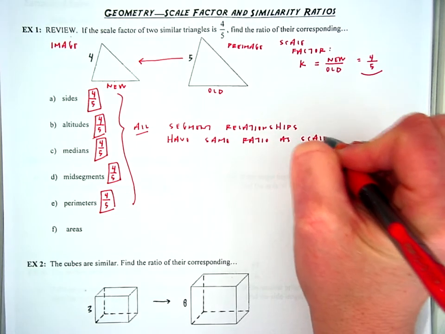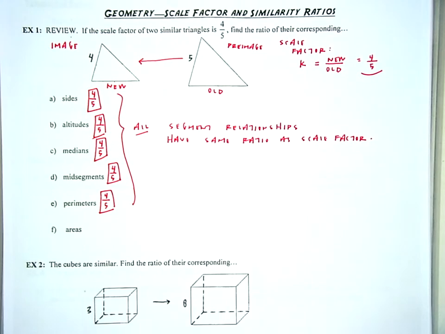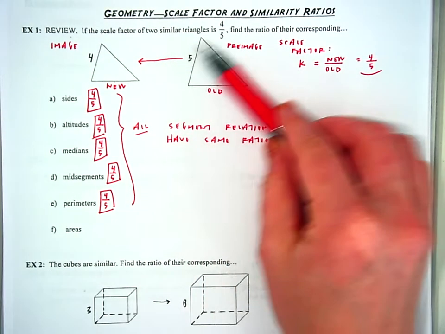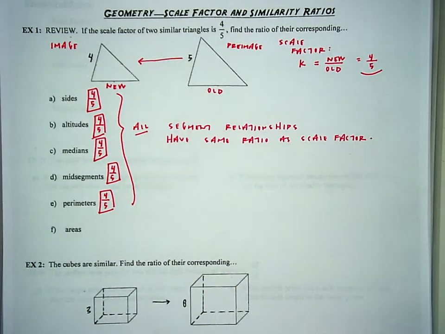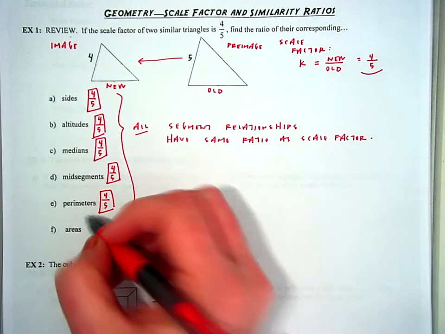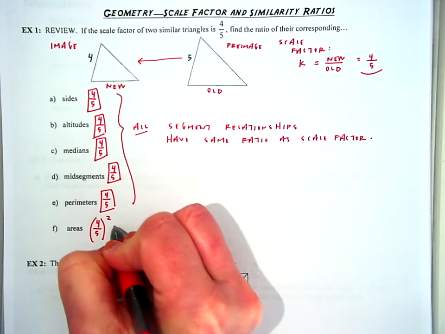Okay, and then area is different because area now we're looking at the space that is covering this shape. So for area, we know it's always taking that scale factor and squaring it. We saw this earlier when we were talking about similarity of all of our 2D shapes. So area will be 4 over 5 squared, which is like 4 squared to 5 squared, so 16 to 25.